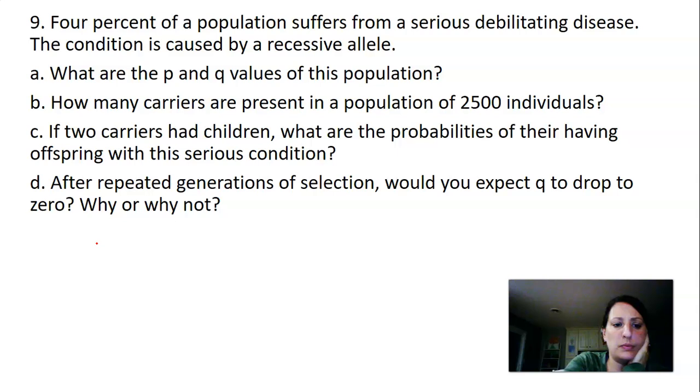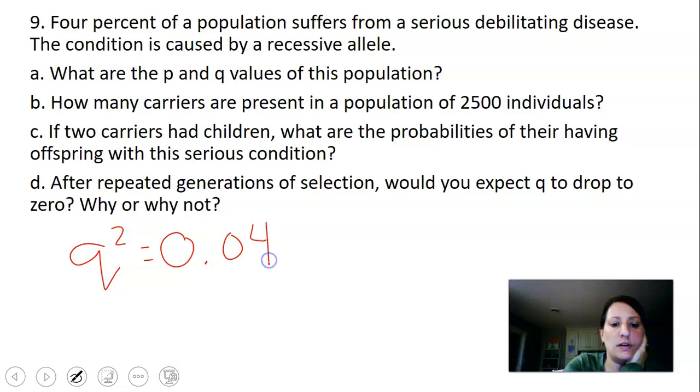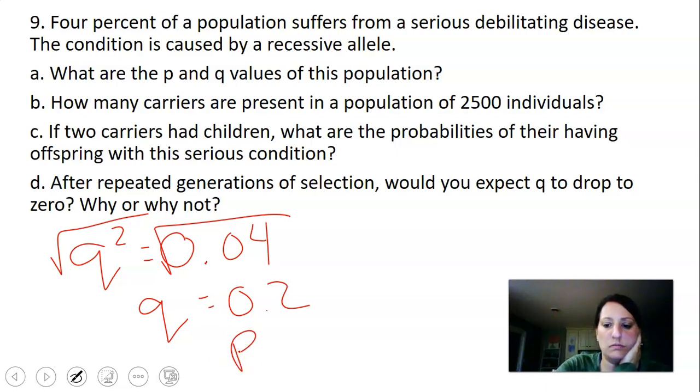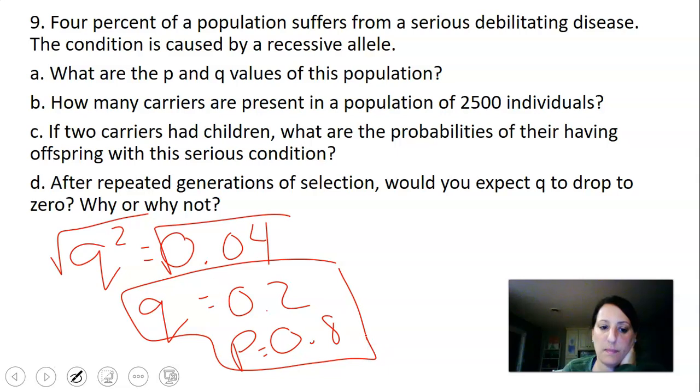Okay, so let's do part A right on here. So Q squared equals 4%, which you know is equal to 0.04. How do we find Q? We just take the square root of both sides. And so Q is equal to 0.2. And if Q equals 0.2, then P has to equal 0.8, right? How do I know that? 1 minus 0.2 is 0.8. So that first part was nice and easy. Okay? Gets a little trickier.